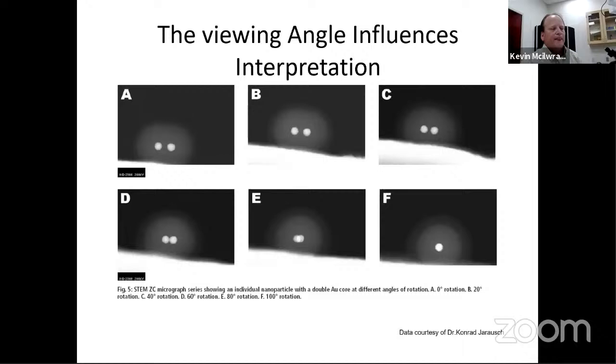Now, this is a silica particle with two gold cores. So we can see in A, B, and C, we have distinct gold particles. But when we get to D, we're not sure if they're touching. E, we're not sure what's going on. F, we only see one particle. So in a TEM, we really have to think about what we're looking at, because our viewing angle does influence our interpretation.